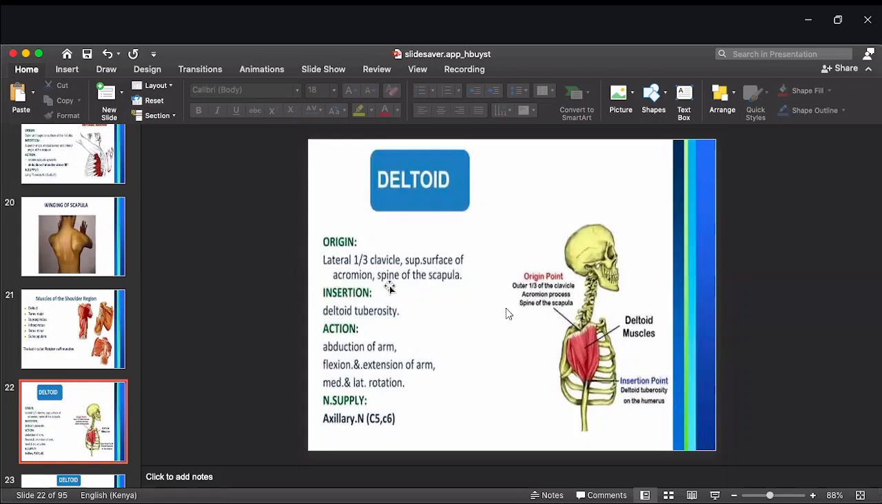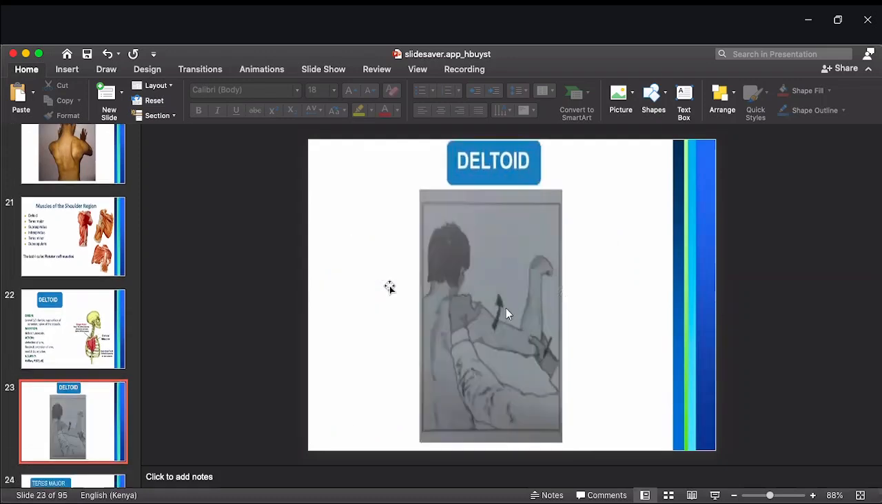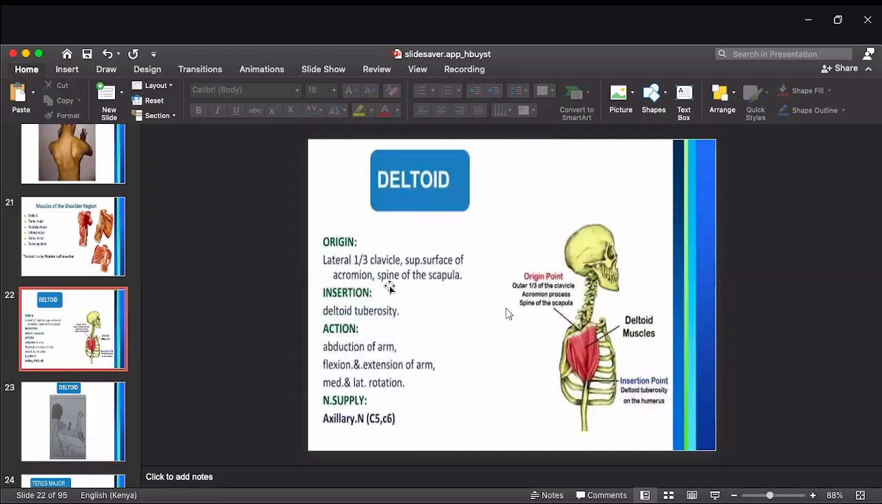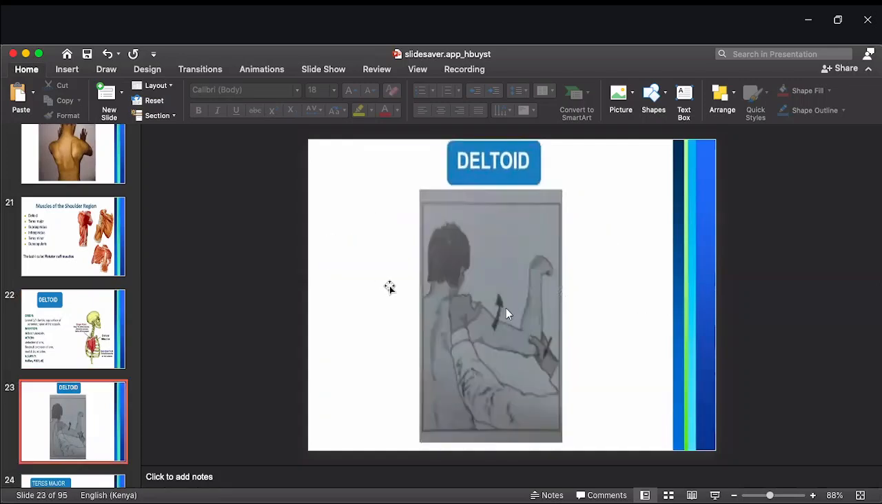The deltoid is a very important muscle of the upper limb, originating from the lateral third of the clavicle, the superior surface of the acromion, and the spine of the scapula, inserting into the deltoid tuberosity. Its action is abduction of the arm, flexion and medial rotation, extension and lateral rotation. It is supplied by the axillary nerve, C5, C6, which are the nerve roots of the axillary nerve. If you don't have the deltoid, you are unable to raise the arm beyond 15 degrees.